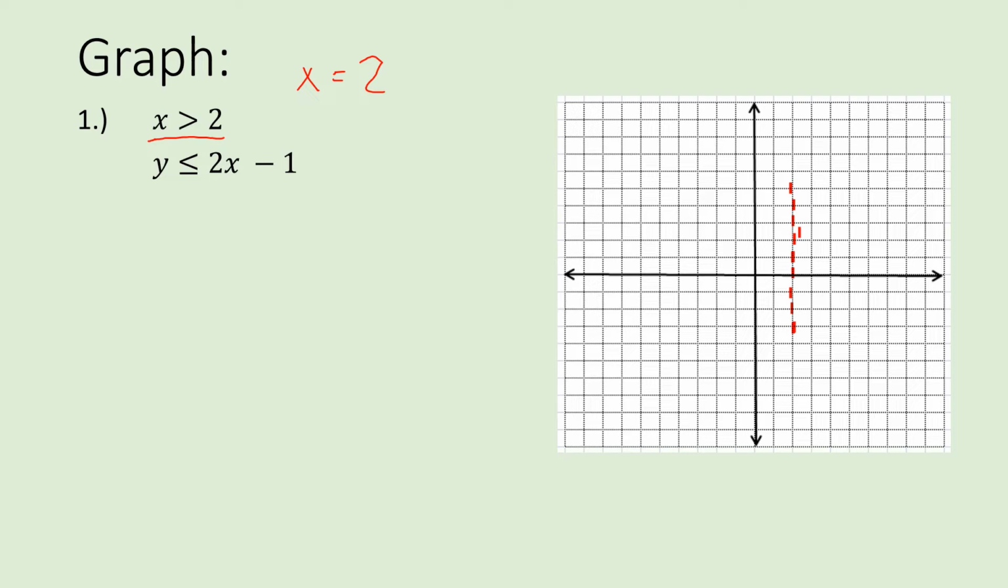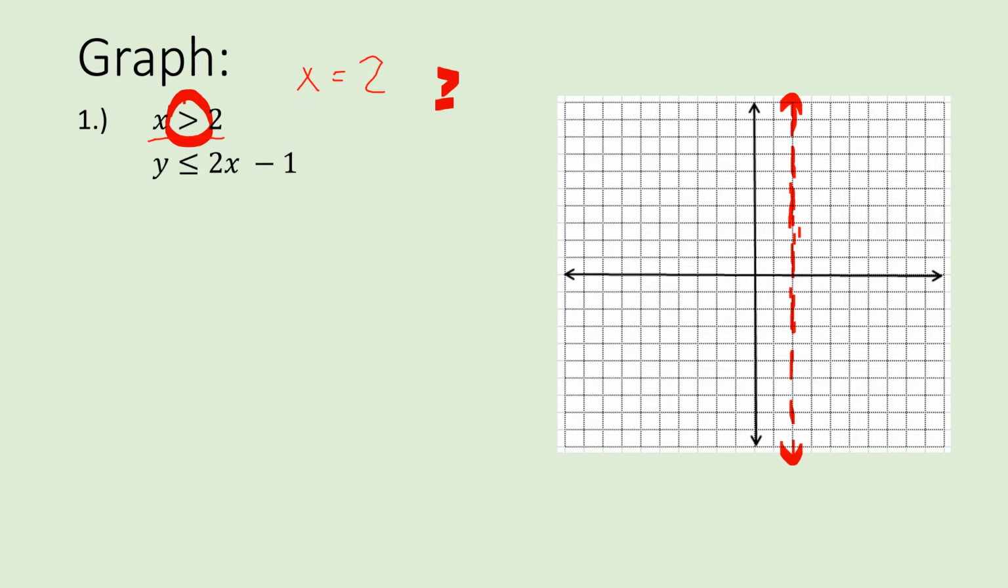Now when we graph this, since it has a greater than sign without the or equal to line underneath it, we're going to have a dotted line. Now we want to shade the part. Actually, let's hold off on shading for now. We'll come back to it.